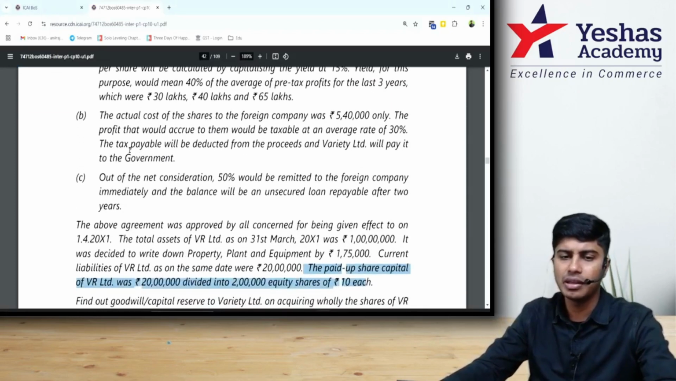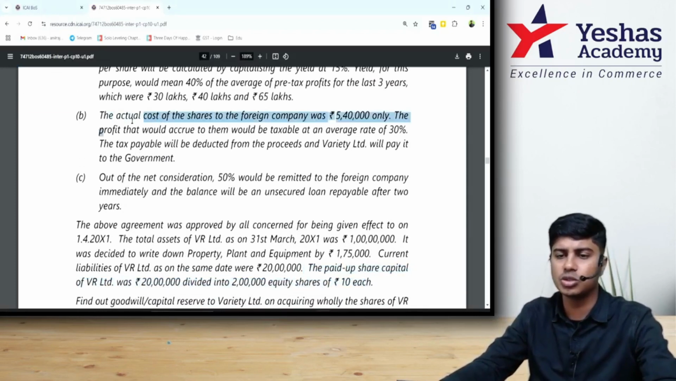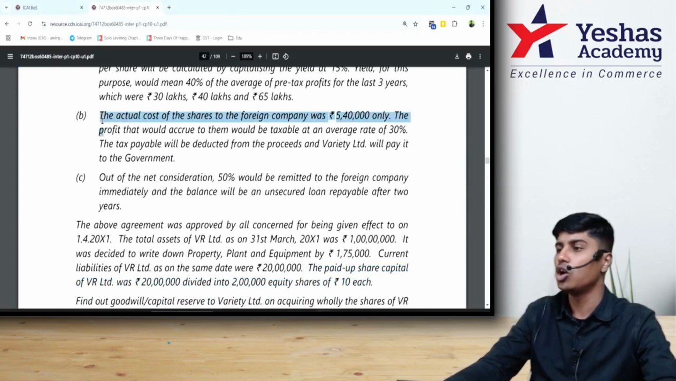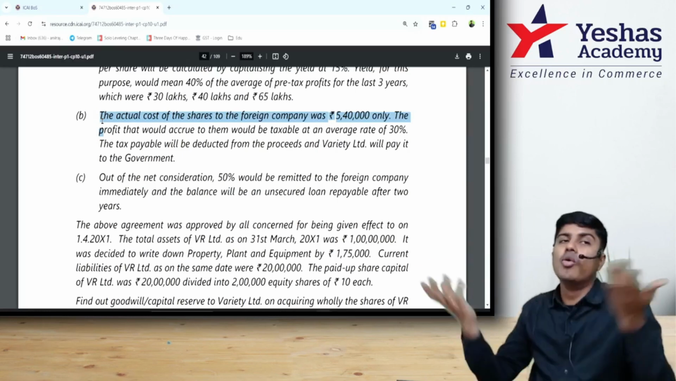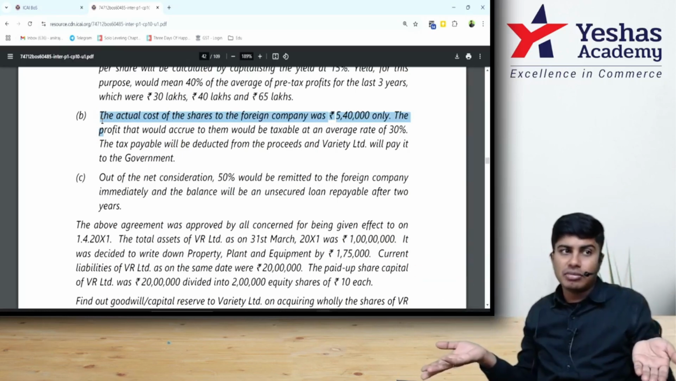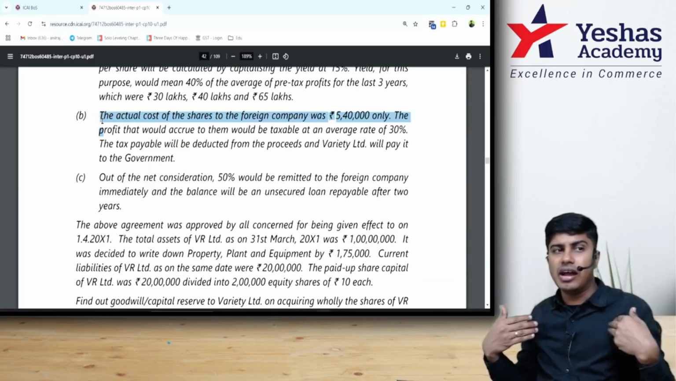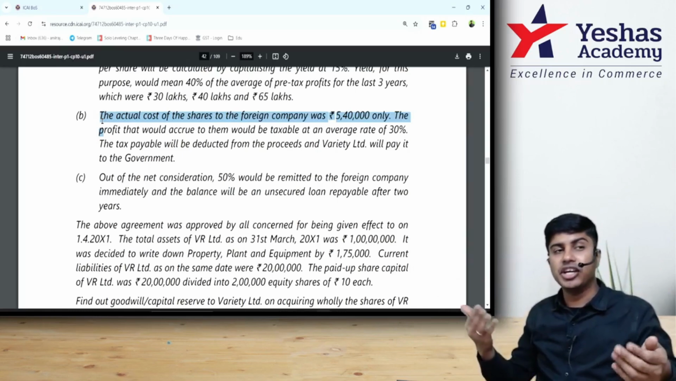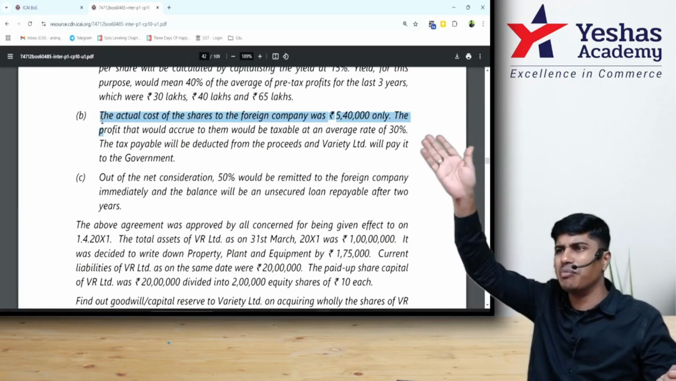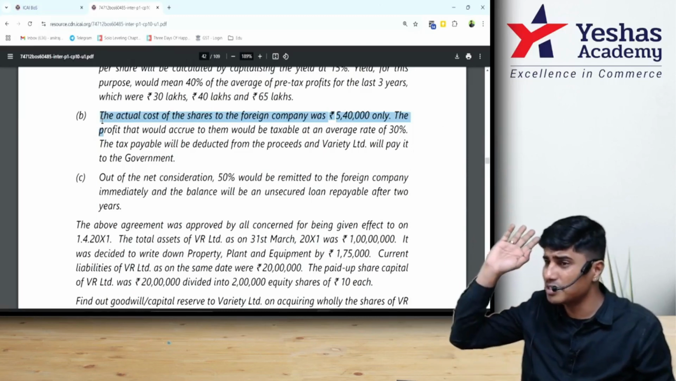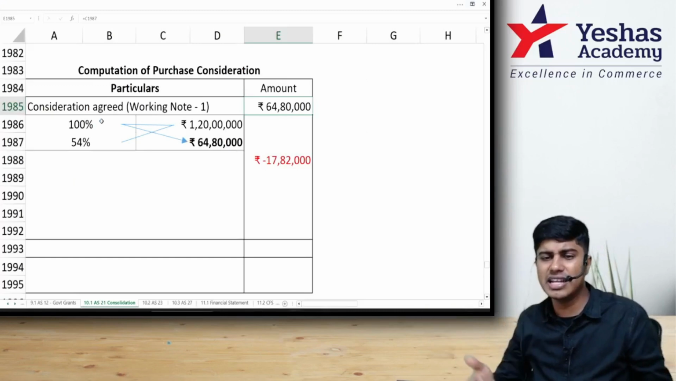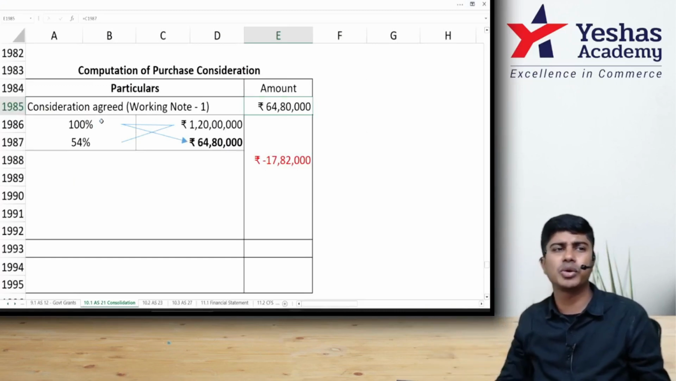Shall we read B? The actual cost of the shares to the foreign company is 5 lakh 40. Long ago that foreign company had bought this for what price? How does it affect me? I am Variety Limited. I am buying shares of VR Limited. Shares of VR were held by the foreign company. The foreign company's price is of no consideration to me. They had bought it at what price? 5 lakh 40. They are selling it at what price? 64 lakh 80. I can compute their profit in another step.